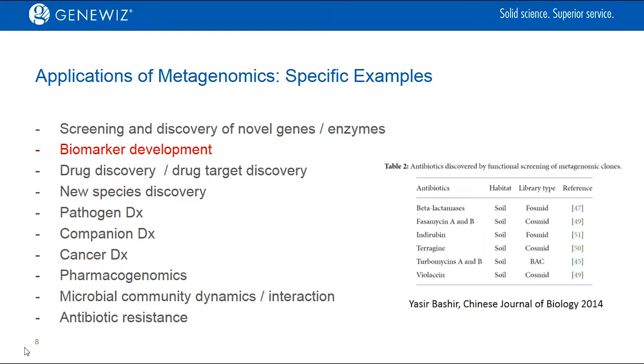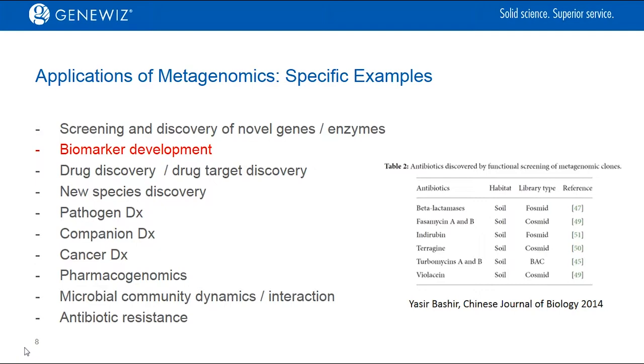There have already been several drugs developed using metagenomics. If you look to the right of this slide, there's a table of antibiotics which were discovered through metagenomic screening. In the same paper, you can find the list of enzymes I mentioned. These examples have been established as powerful applications for metagenomics already.